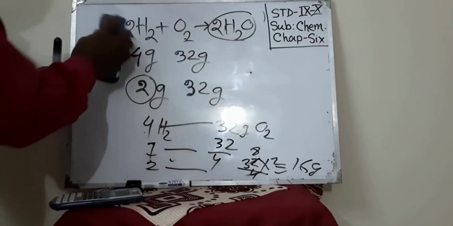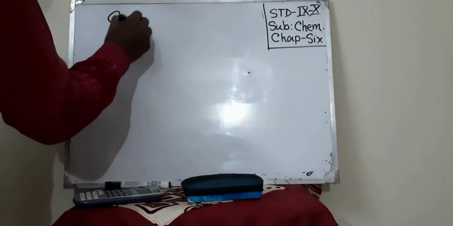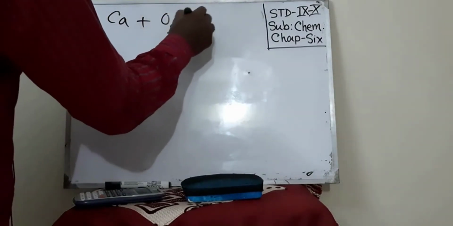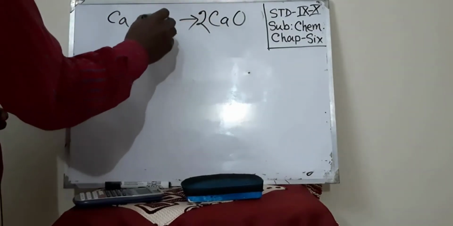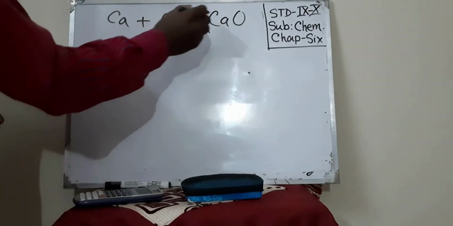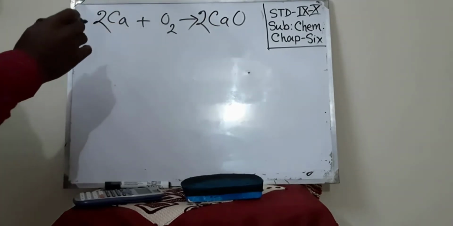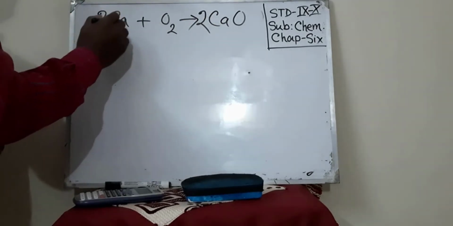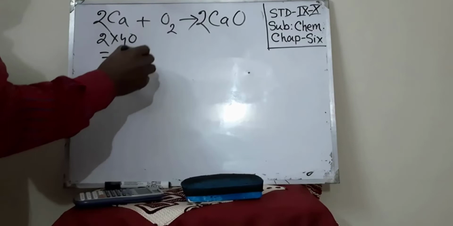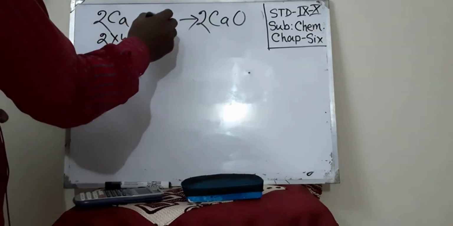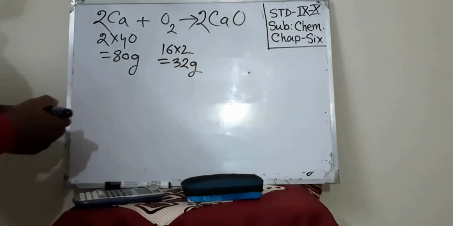Consider another reaction. This is calcium plus oxygen giving calcium oxide. Two atoms are on the right side, so I'll write 2 here. This is a balanced reaction. So what is the atomic mass of calcium? 2 into 40, so 80 gram. And what is the atomic mass of oxygen? 16 into 2, that means 32 gram.